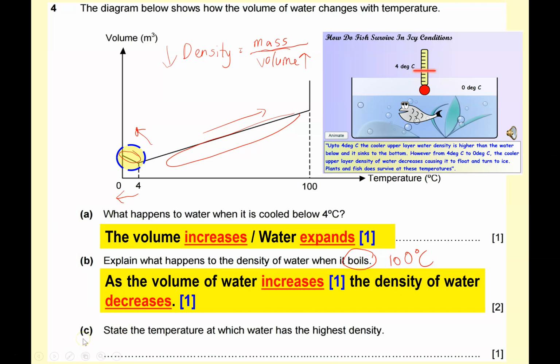And question C, state the temperature at which water has the highest density. It would have the highest density when the volume is the smallest, right at 4 degrees Celsius.